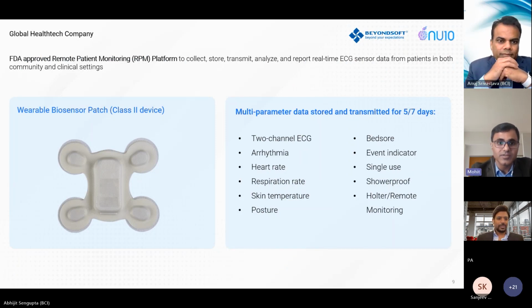Oh, sorry about that. Yeah, so this is a case study of a wearable biosensor. As you can see, it's a class 2 medical device. It has multiple sensors in it, which are for two-channel ECGs. It also has temperature, skin temperature, and oxygen monitoring, and so on and so forth.